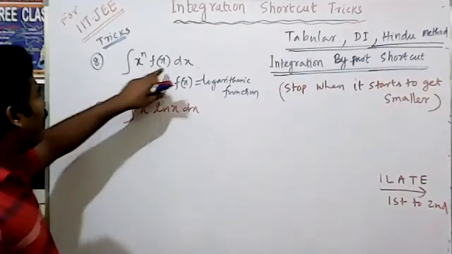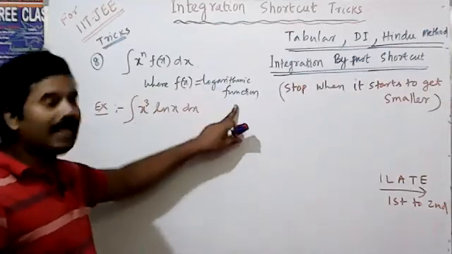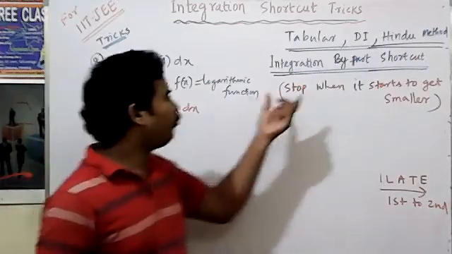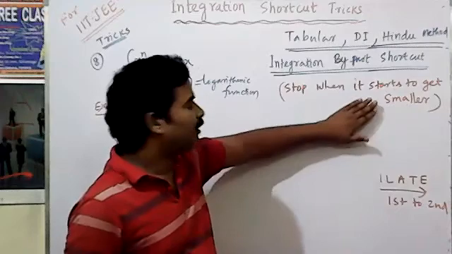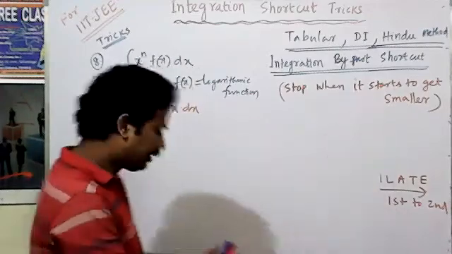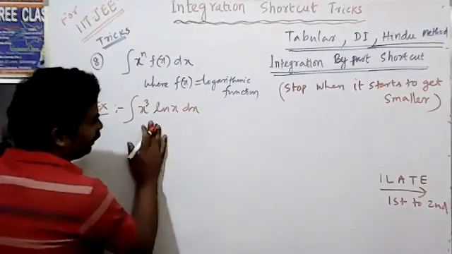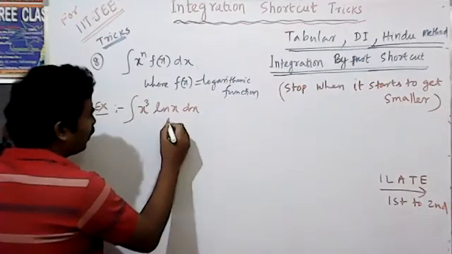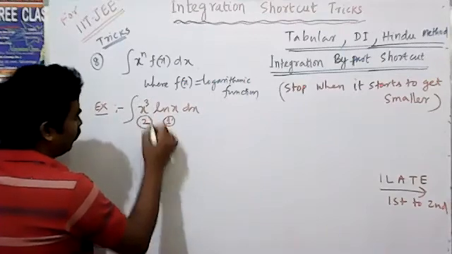This is technique number 8. If x to the power n f(x) dx is there, where f(x) is a logarithm function, then what value? In that case, stop when it starts to get smaller. When it becomes smaller, we will stop. What does this mean? Look, which is the first function and which is the second function. Logarithm is the first function and the algebraic is the second function.